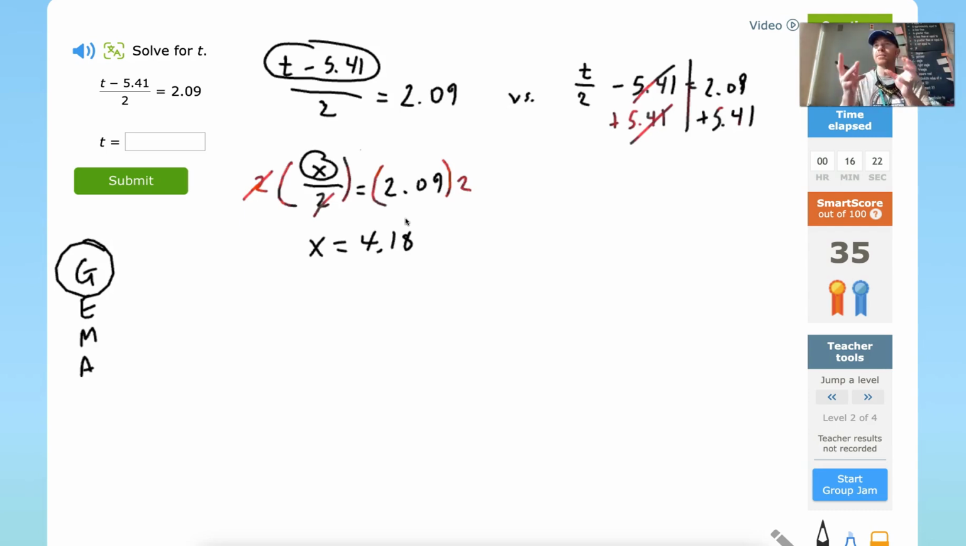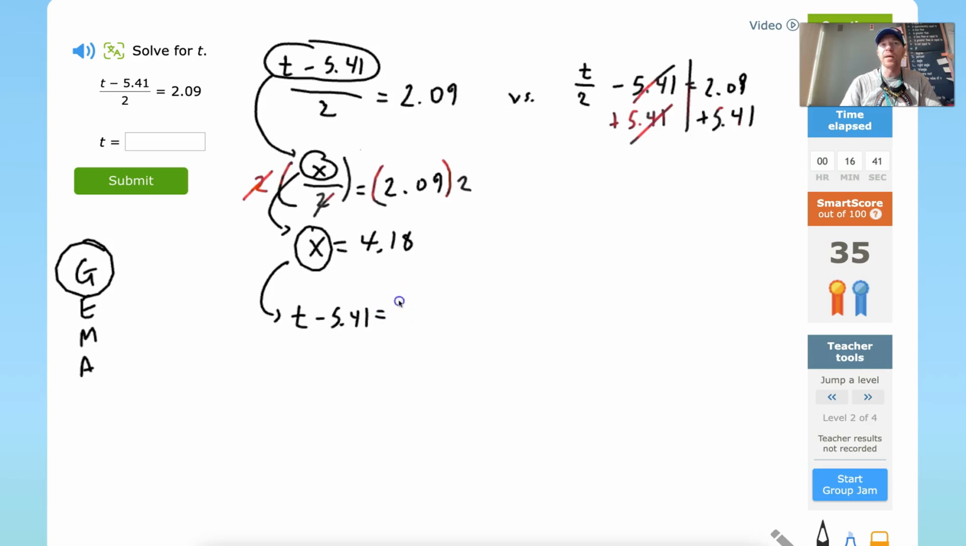But here's the kicker. Here's the trick. Remember, it wasn't x. My original problem wasn't x on top. It was t minus 5.41. So if I want to make this trade, that's fine. I just now have to trade back. So it would be t minus 5.41 equals that 4.18. Okay, I'm going to pause there for a moment because for some folks, that might be kind of a mind-blowing sort of thing.